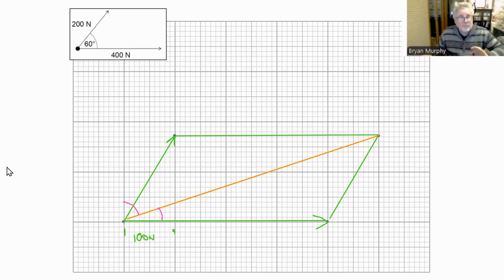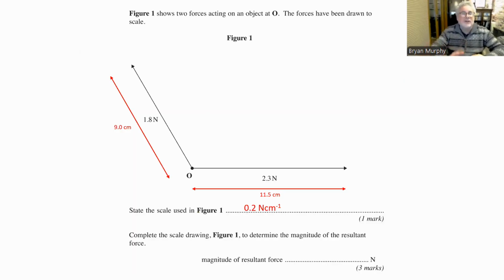Sometimes they make it blindingly obvious what you're supposed to do. If that is the case, and for this printing on the page, I can't do it on your screen, obviously, the 1.8 newton is 9 centimeters long. So you've got to work out what the scale is. 0.2 newtons per centimeter. Is that right? Yeah, 0.2 newtons per centimeter is the scale there.